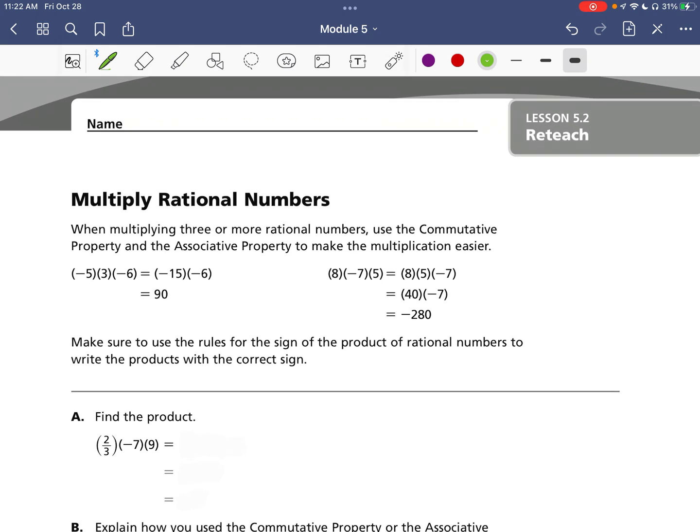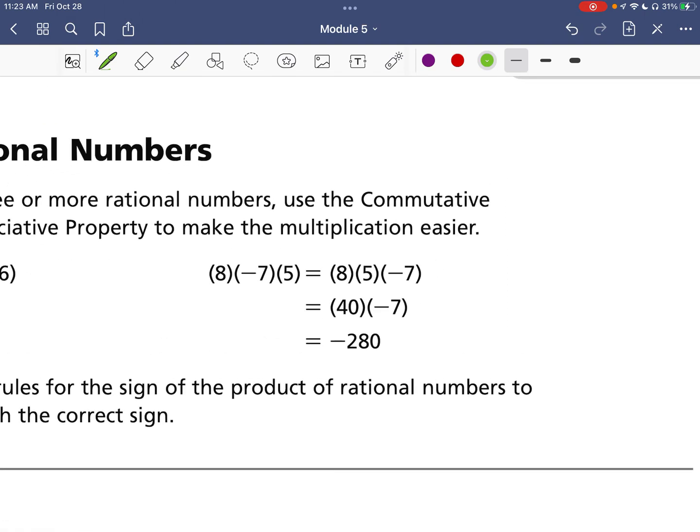So here's an example of that. Here is your initial problem. -5 times 3 times -6. Now moving or having the -5 and 3 closer together, that's something pretty easy to multiply. So those we can go in order, get our -15 times a -6, which gets us our positive 90. But over here, we have 8 times -7 times 5. And we could do 56 times 5. That's not the prettiest of numbers.